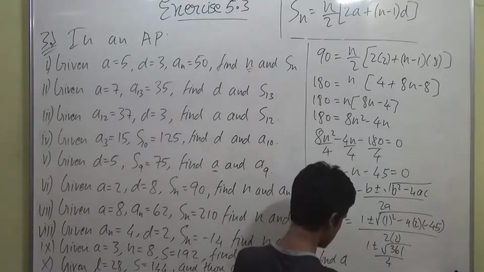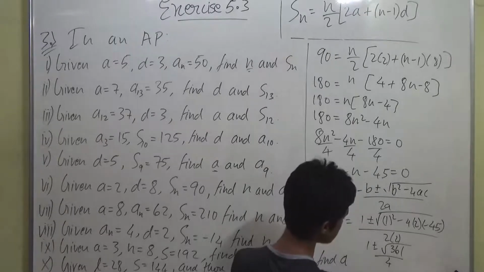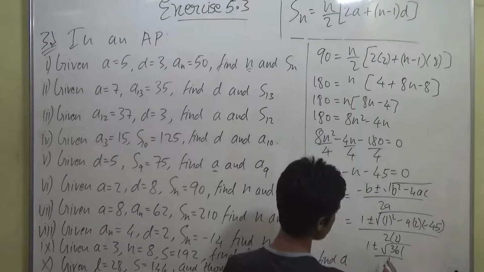So it is 19 guys. So root of 361 is 19, which means you will find two solutions. One will be 1 plus 19 by 4. One more will be 1 minus 19 by 4.